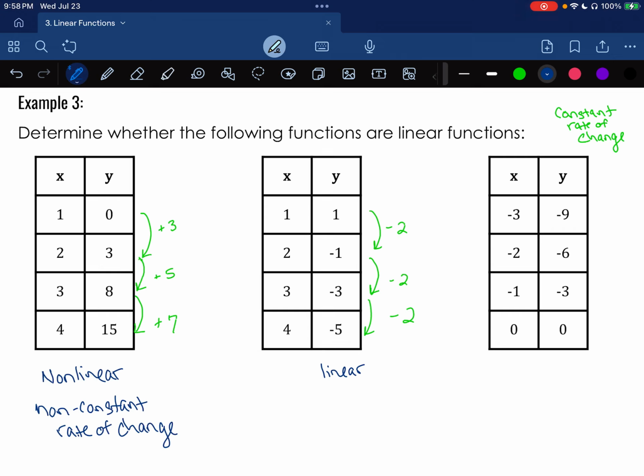Right, and this last one, let's see what's going on here. From negative 9 to negative 6, I've added 3. From negative 6 to negative 3, I added 3. From negative 3 to 0, I added 3. All right, so this one is linear. That is a constant rate of change. Adding 3. All right, everyone, that's linear functions for you.